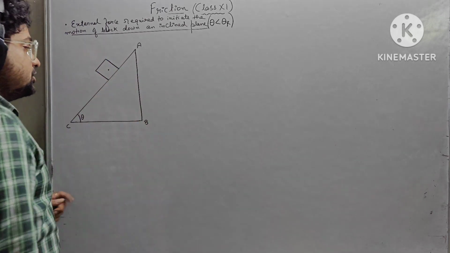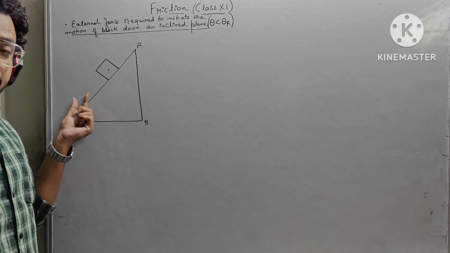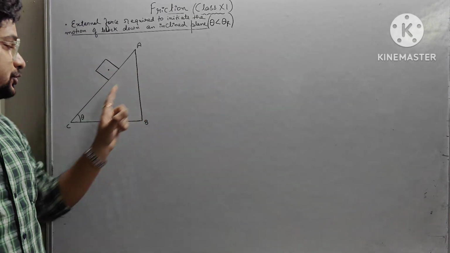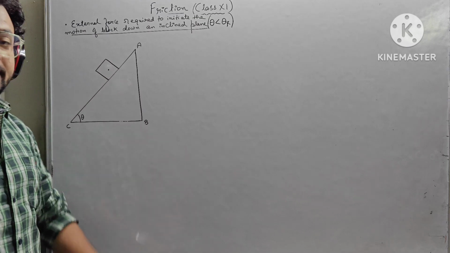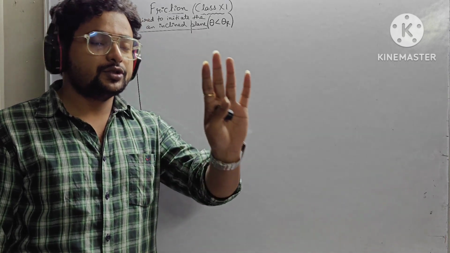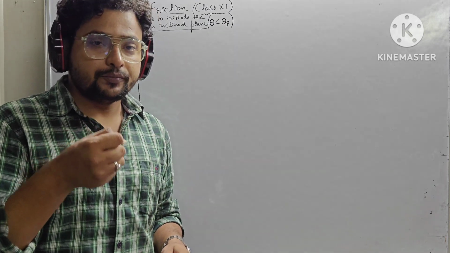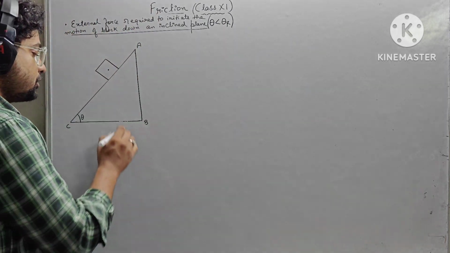the block is not going to slide down, because the block will start to slide down at the angle of repose. So if this particular angle is less than the angle of repose, the block is going to remain in its position because friction is going to hold the block.